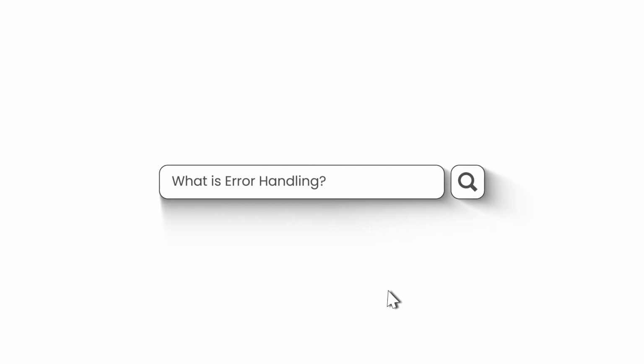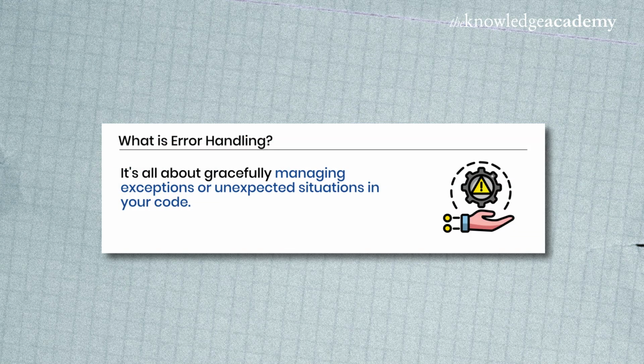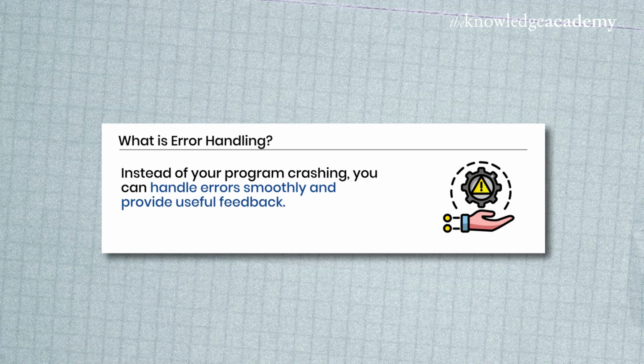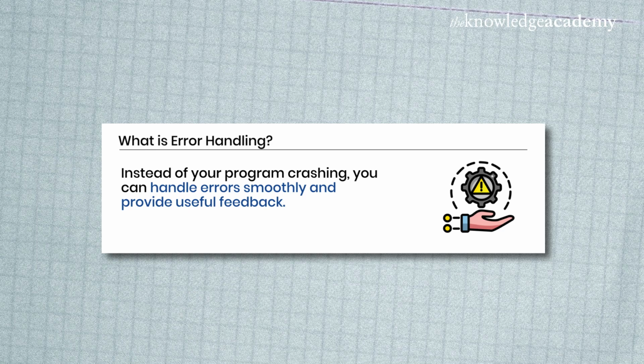So what exactly is error handling? It's all about gracefully managing exceptions or unexpected situations in your code. Instead of your program crashing, you can handle errors smoothly and provide useful feedback.